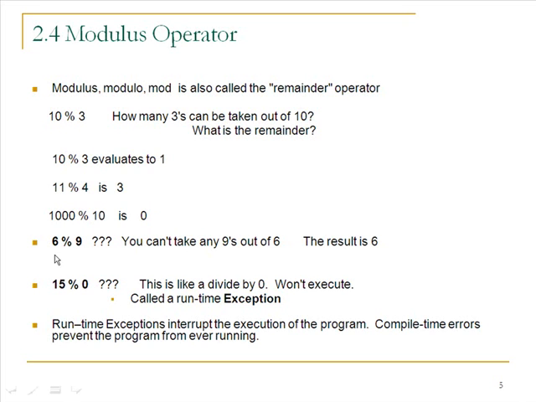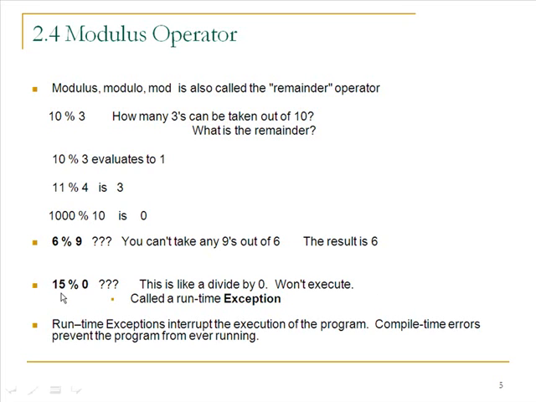The first case is where we have a smaller operand on the left than on the right. So how many 9's can you take out of 6? You can't take any, and the result is 6. So think of it as reducing the left-hand operand by multiples of the right-hand operand.